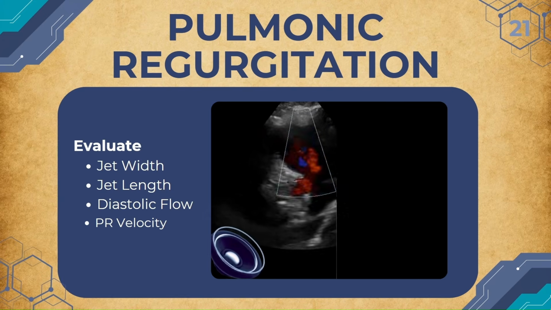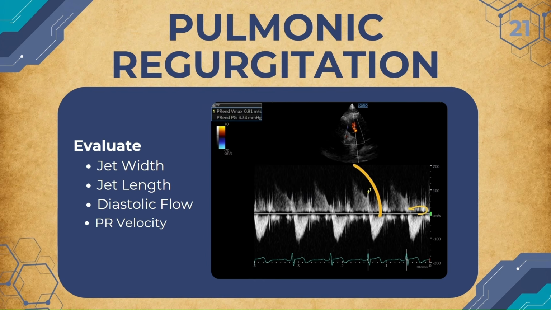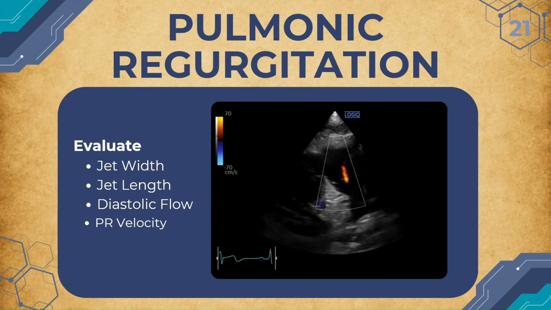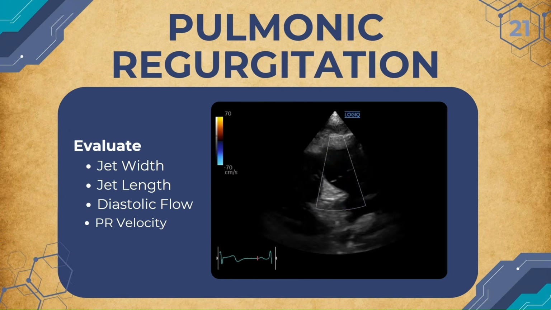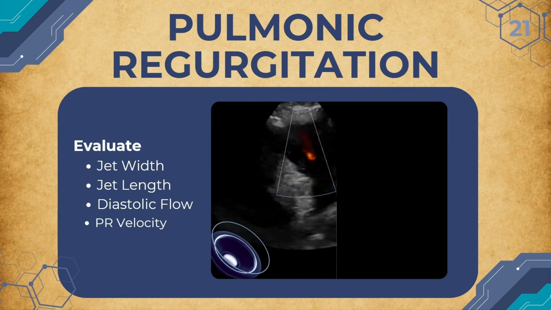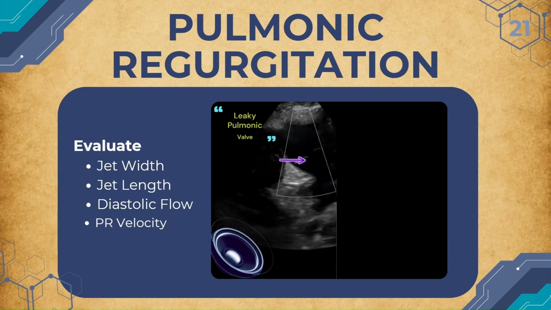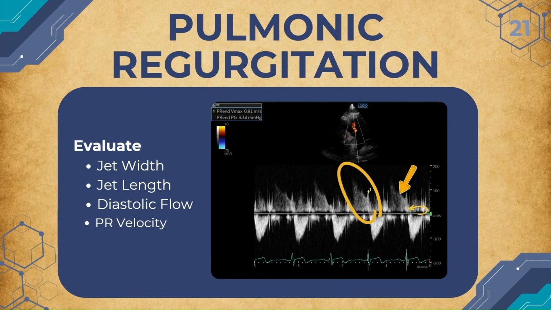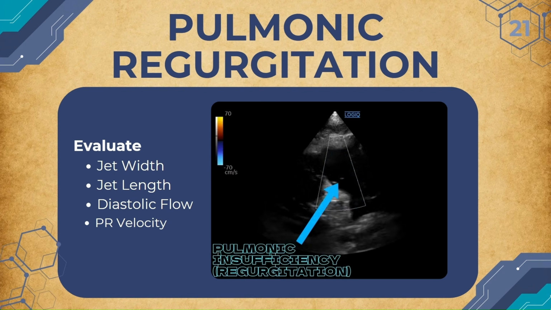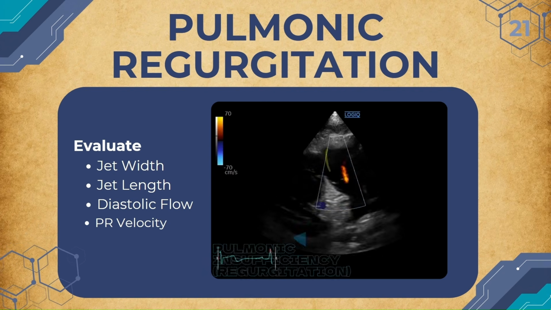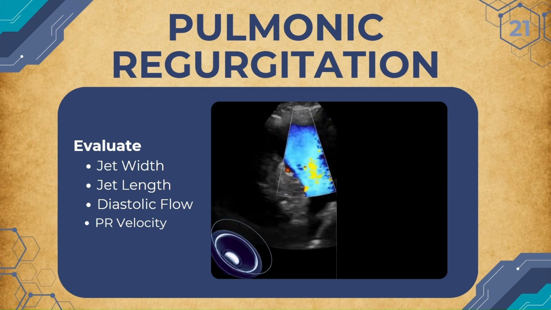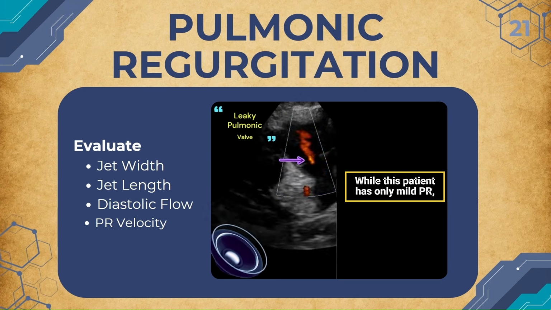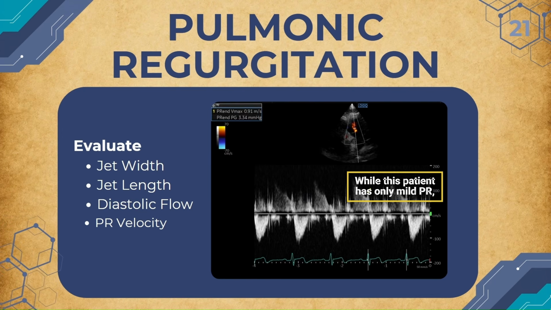Mild pulmonic regurgitation, what it looks like. Thin, narrow color Doppler jet. The jet remains close to the pulmonic valve. You'll find short jet length into the RVOT. Faint continuous wave Doppler signal, PR velocity typically low. What the RV looks like. The RV size is usually normal, no evidence of volume overload. Now here's a classroom insight for you. Trace to mild PR is extremely common and is often considered a normal physiologic finding.